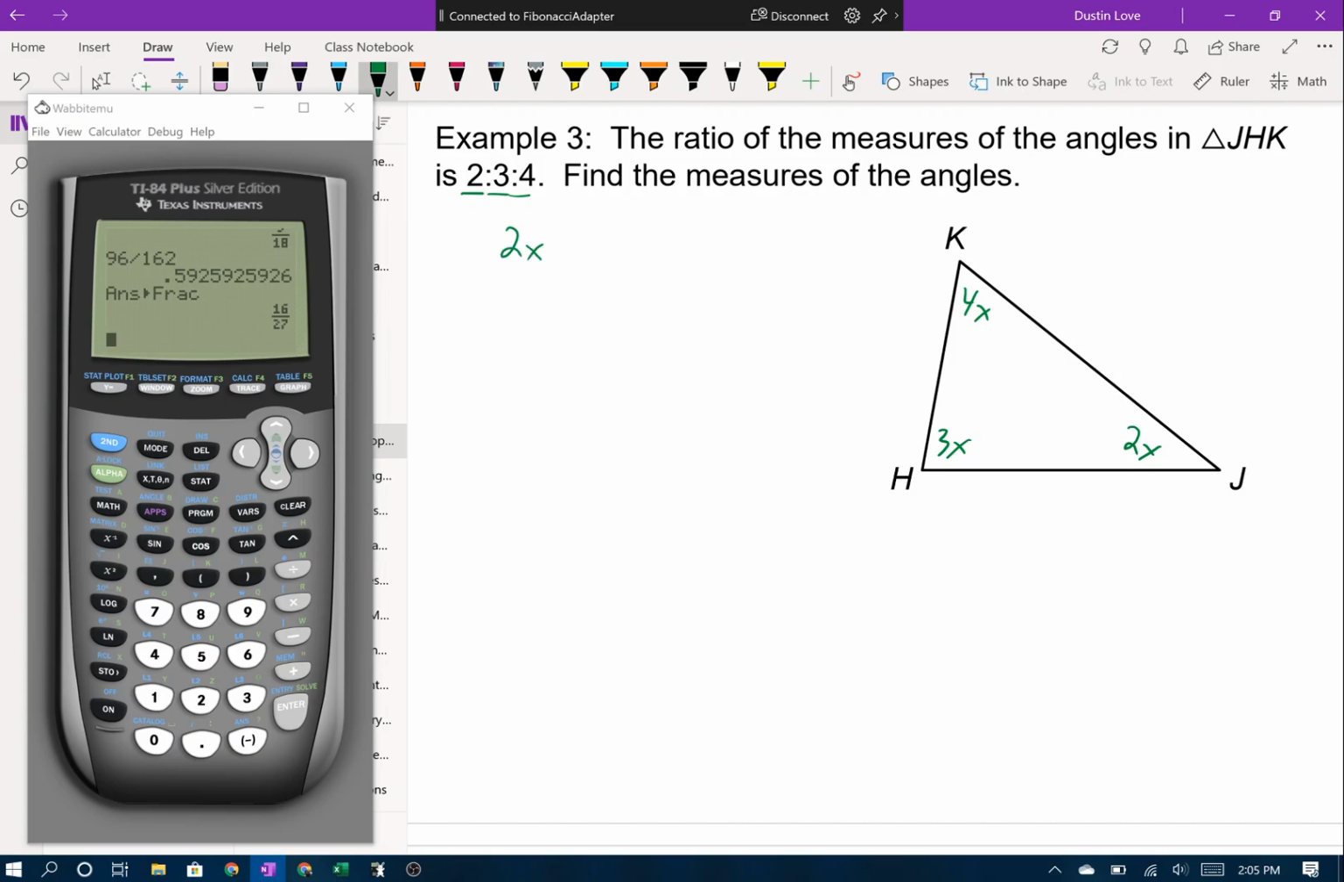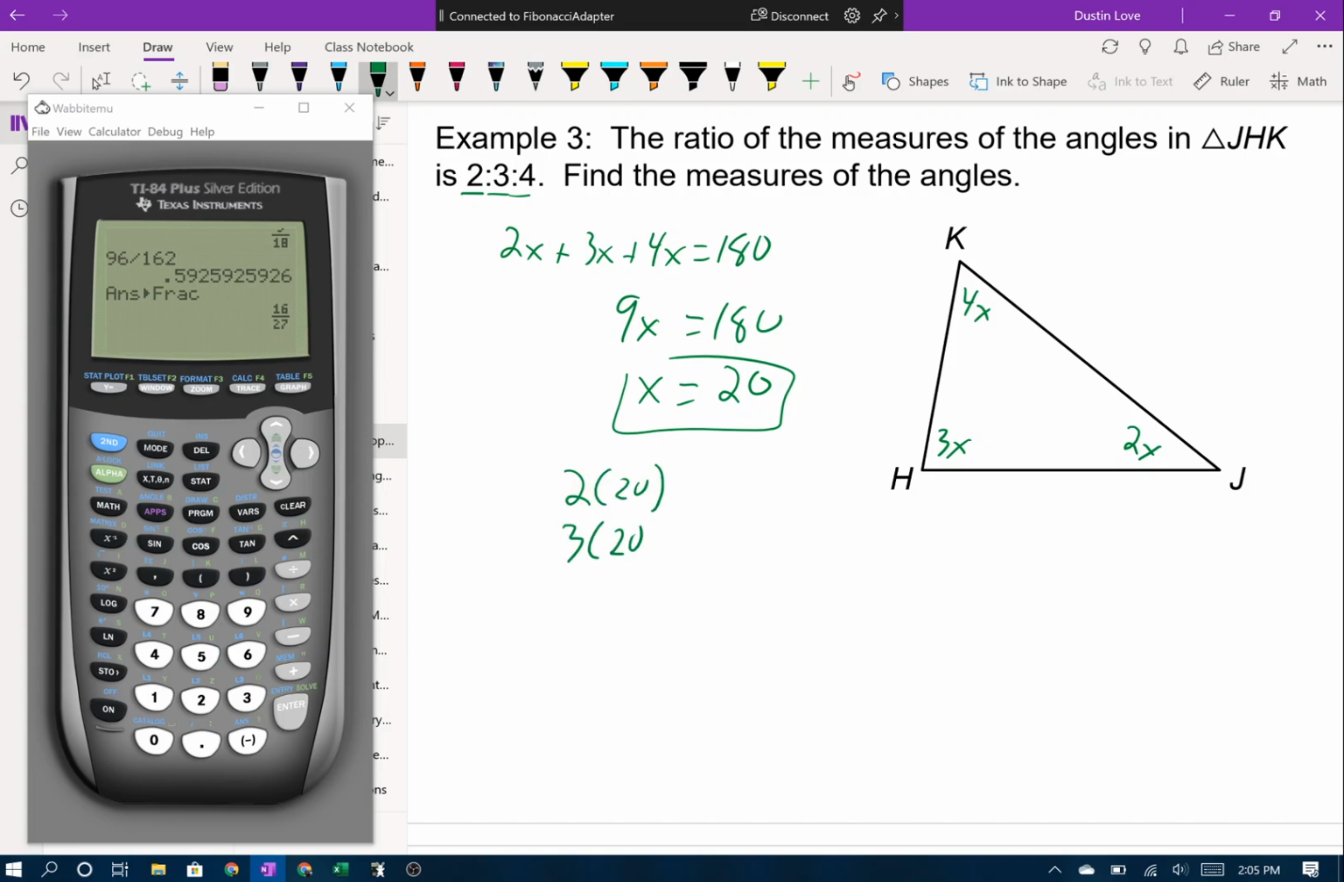So I've got 2x plus 3x plus 4x equals 180. Now, 2x, 3x, and 4x makes 9x equals 180. Therefore, x equals 20. Then, to find the measure of each angle, we're going to do 2 times 20, 3 times 20, and 4 times 20. That gives me 40 degrees, 60 degrees, and 80 degrees, which does add to 180, which is exactly what I wanted.